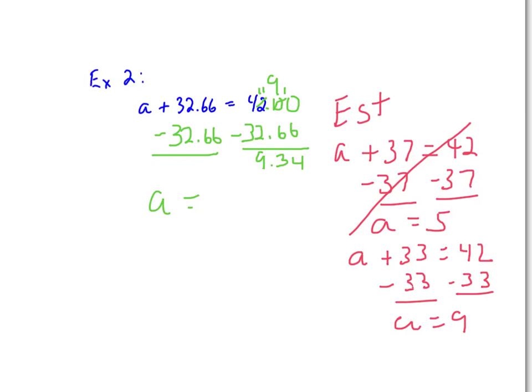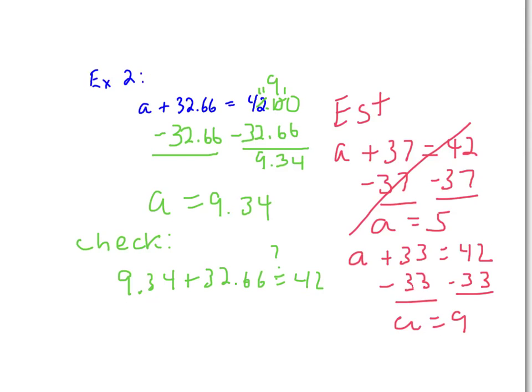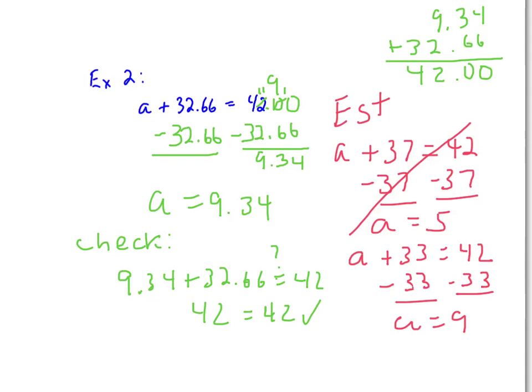But I'm liking my solution of 9.34. I'm going to check it now. I've got 9.34 plus 32.66. I want to know, does that equal 42? I can do a little work wherever I can find room. I'll add 9.34 and 32.66, and I'll get 0 and 1 is 0 and 1 is 12 and 1 is 42. So that works. So I get 42 equals 42. That checks, so that is a good solution.